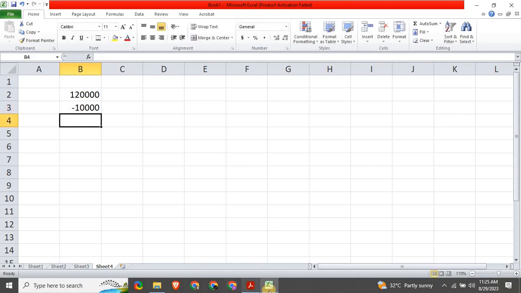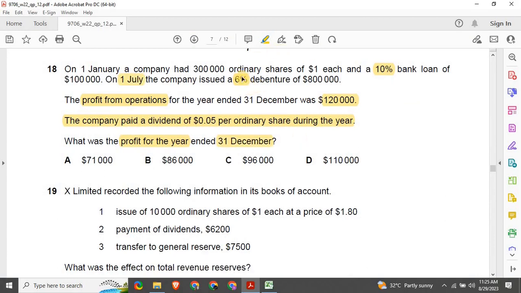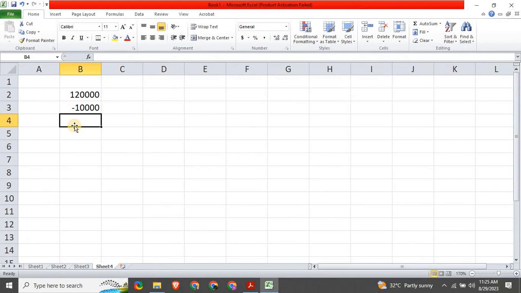Now, however, we need to calculate for the debenture. 6% of 800,000 is 800,000 into 6%, and that will give you 4,800. But this 4,800 is for the entire year, right? This 4,800 will be divided by 2. Okay, so this is 2,400, which we will subtract.